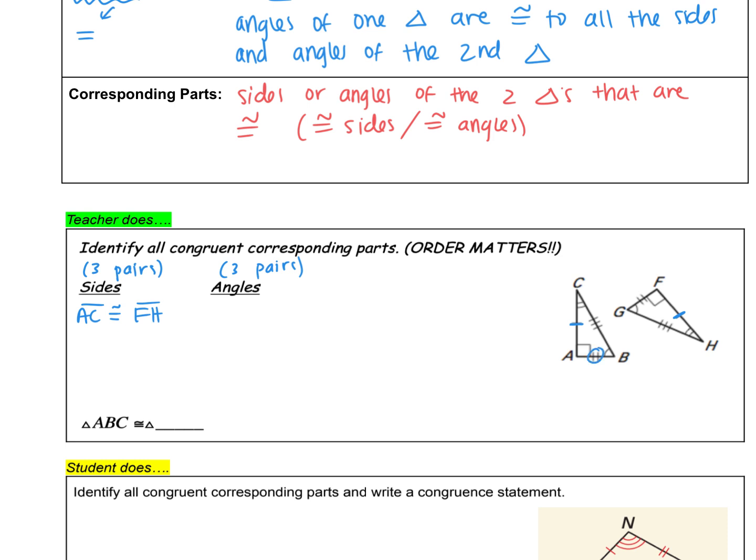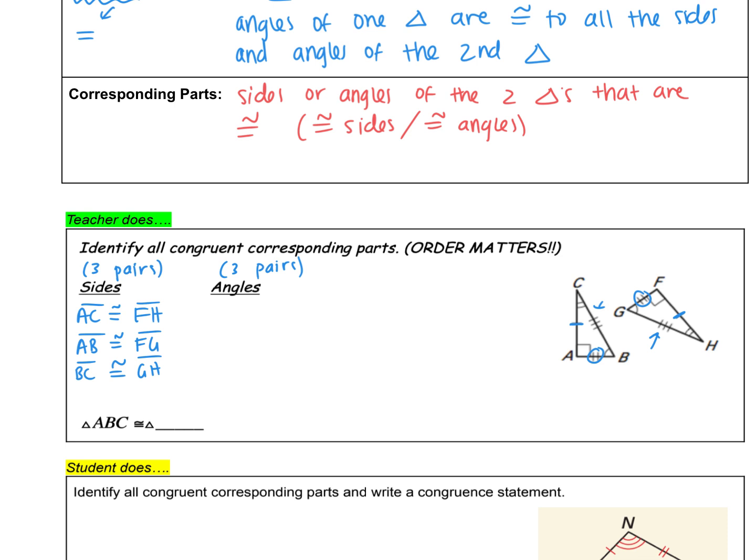Okay, if I go with the 2 tick marks then, I have AB is congruent to FG. And then lastly, 3 tick marks and 3 tick marks. BC is congruent to GH. So those are all of the corresponding sides.